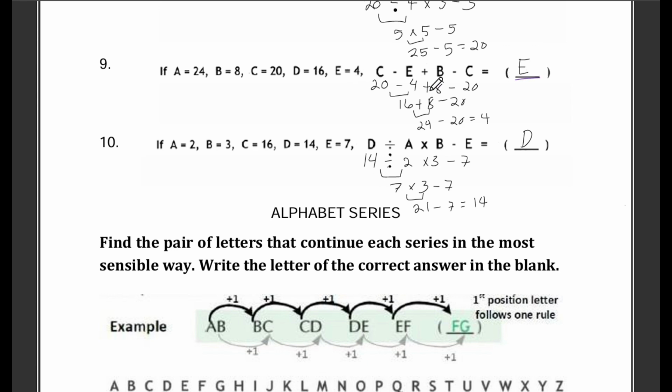Let's do the math. We're going to start with C minus E. C is 20 and E is 4. So 20 minus 4 is 16. Next, we add B. B is 8, so 16 plus 8 is 24. Now we subtract C. C is 20, so 24 minus 20 is 4. The question is, which letter matches the answer? And 4 is the value of E, so the answer is E.